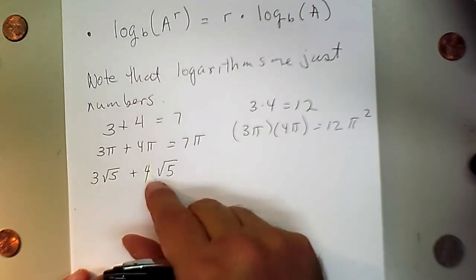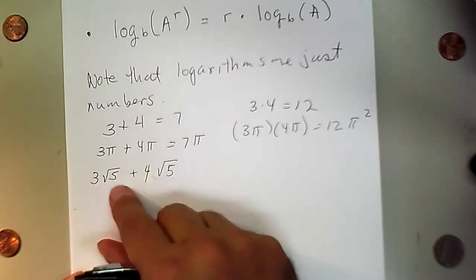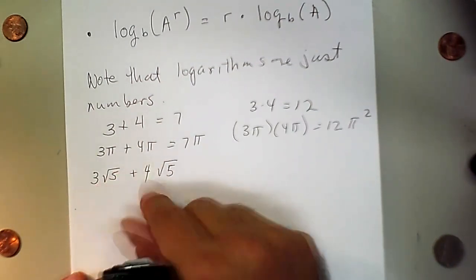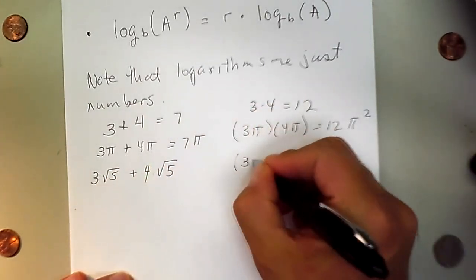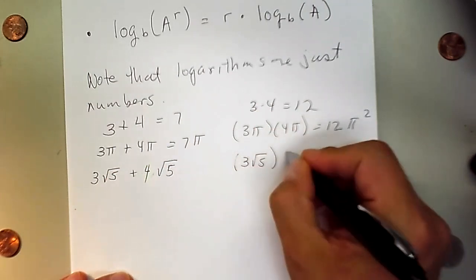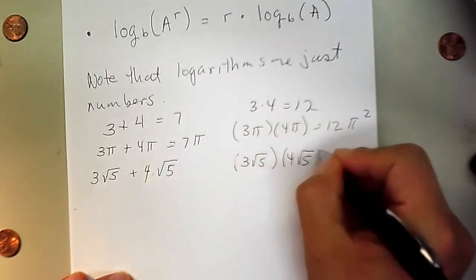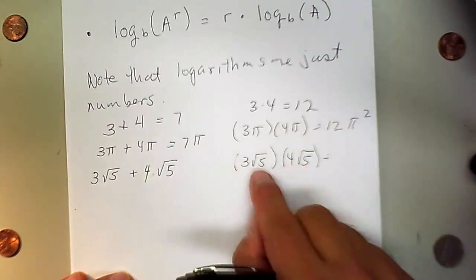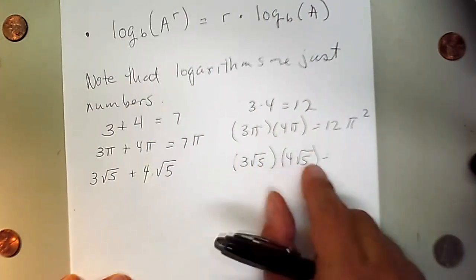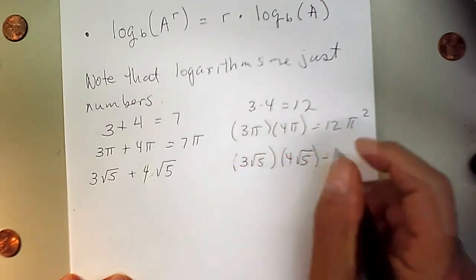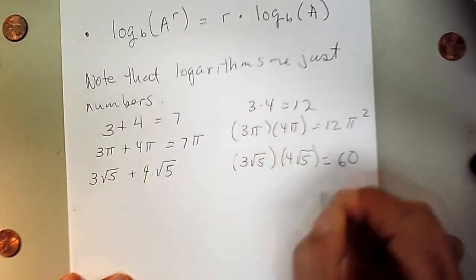Same thing here. Yeah, and then this gets even far more complicated because if we were to multiply this 3 times the square root of 5 times 4 times the square root of 5, that's going to be 12, but then the square roots of 5 multiply out just like the pi squared, but then that gives us 5 times the 12, so we end up with 60.